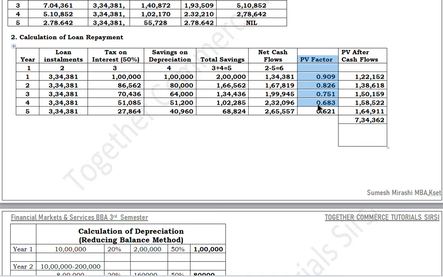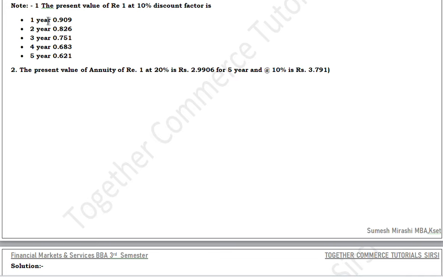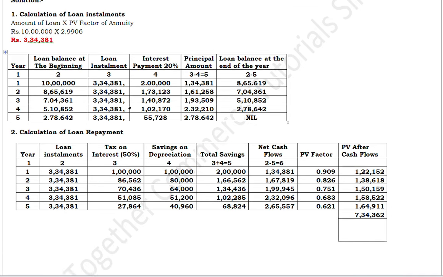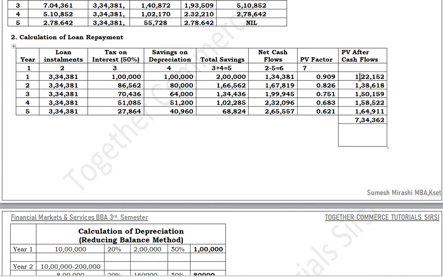Then the next column is PV factor. This PV factor is got from the question. As you can see here, these values are straight away copied down to this table. So those values will come here. Then we will name this as the seventh column. Then the last column, that is PV after cash flows, is the sixth column into the seventh column. That will be the eighth column.